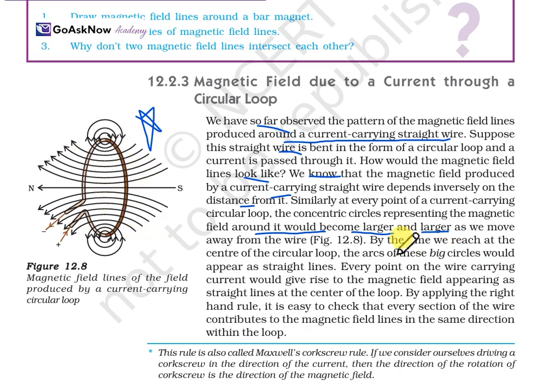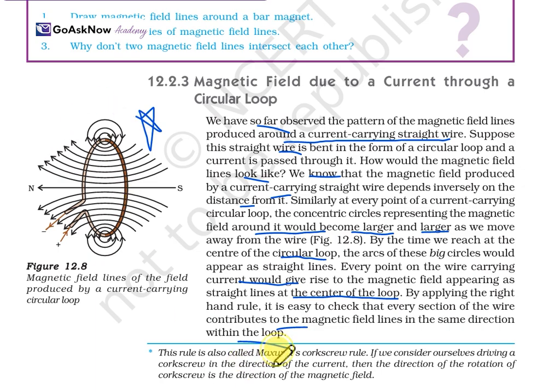So by the time we reach the center of the circular loop, the arc of the big circle would appear as a straight line, and every point on the wire carrying the current would give rise to a magnetic field appearing as straight lines at the center of the loop. By applying this right hand rule, it's easy to check that every section of the wire would contribute to the magnetic field in the same direction within the loop. So this is for the circular loop.